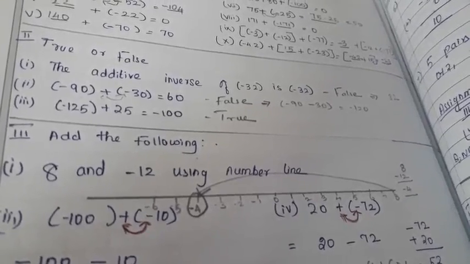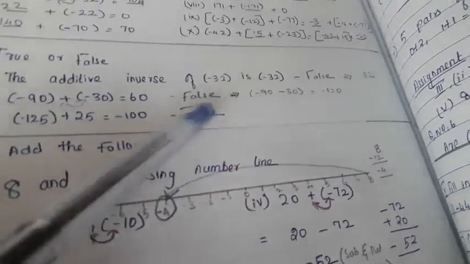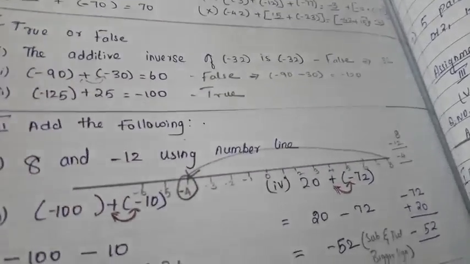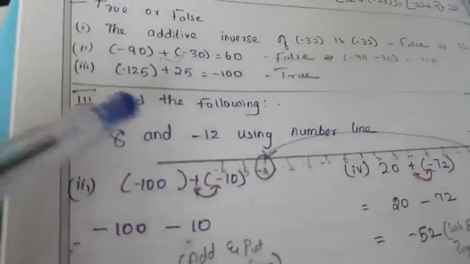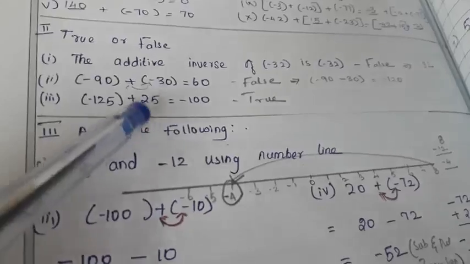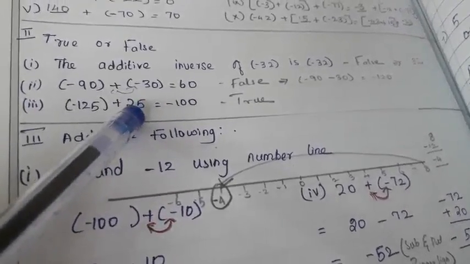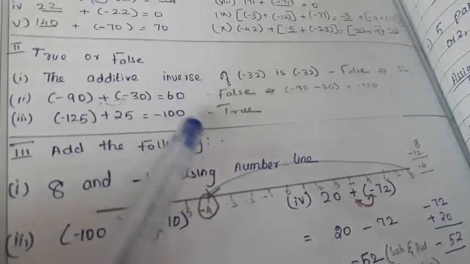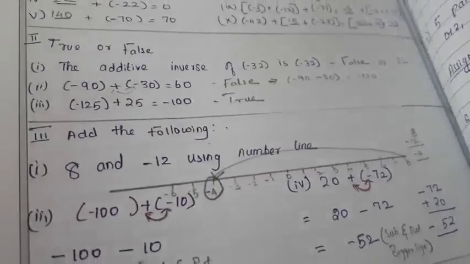Minus 90 plus of minus 30. So plus of minus will become minus here. So minus 90 minus 30 is equal to minus 120. So the given 60 is wrong. And third one, minus 25 plus 25 is equal to minus 100. Yes, bigger number is minus and small number is 25. So subtract and put the bigger number sign. So 125 minus 25 is 100 and the bigger number sign is minus. So given answer is correct. So the condition is true.